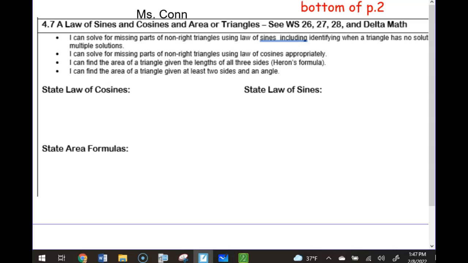Moving on, the bottom of page 2, my student observer taught this in the second hour class, but at the bottom of page 2, the third section of the quiz tomorrow covers law of sines and cosines. You are asked to state one version of the law of cosines and one version of the law of sines. So somebody state one of cosines for me. Anyone? Anyone? Jeremy.